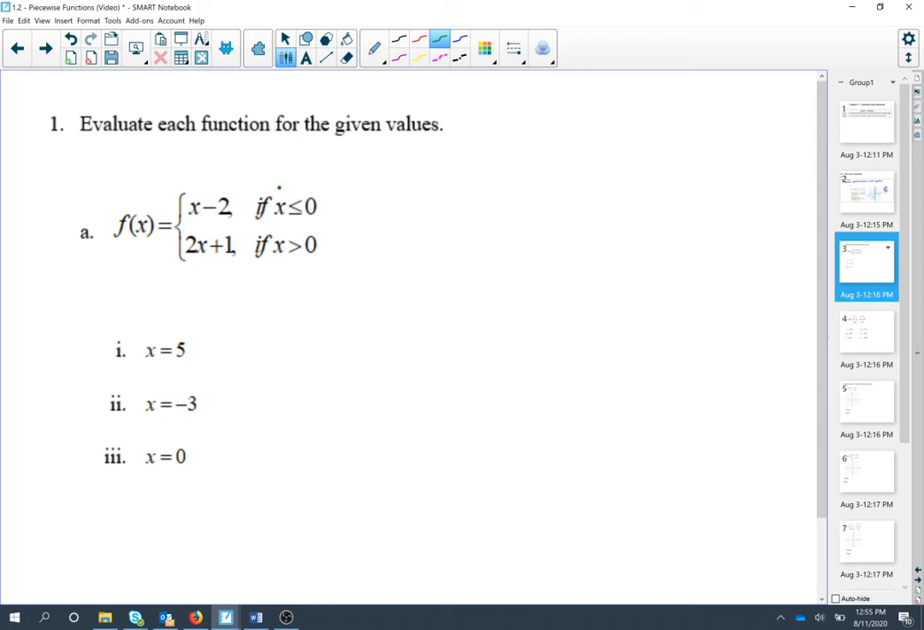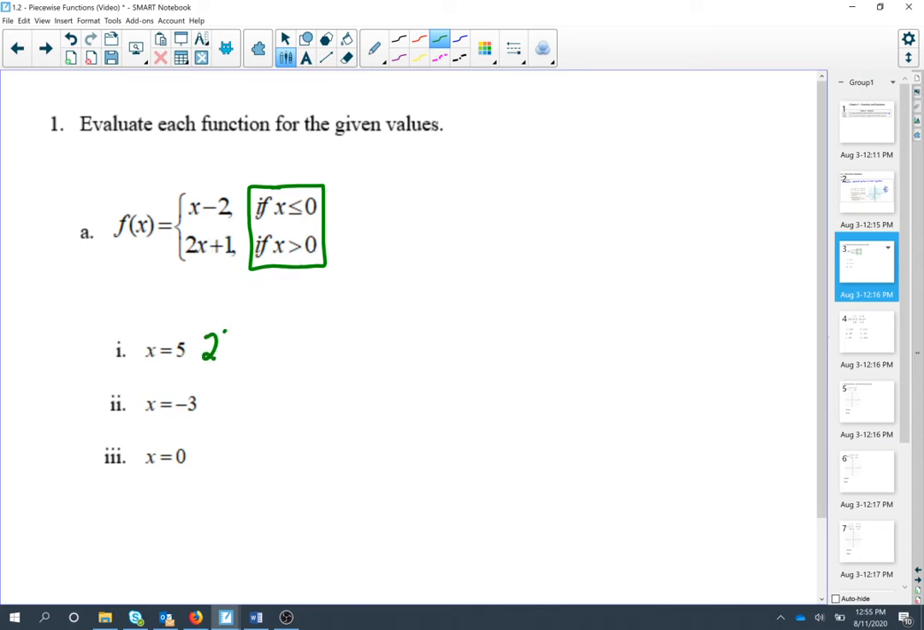Well, that's going to be answered over here. So if x equals 5, is 5 less than 0? Or is 5 greater than 0? And 5 is greater than 0, so we're going to substitute 5 into 2x plus 1.